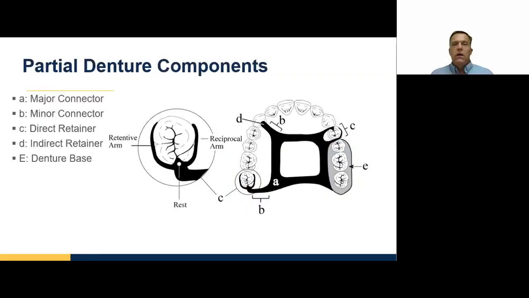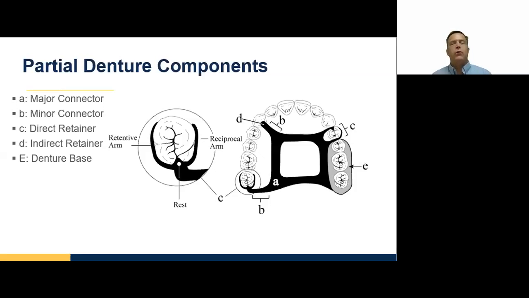So I'm going to do a very brief review of the components of a partial denture, because we'll start with partials and then we'll move into full dentures. So with a partial, we have our major connector, which provides stability for the prosthetic. It's rigid, it's designed to hold everything else in the correct spot. Our minor connectors connect different features of the partial, including indirect retainers, direct retainers, clasped arms, that sort of thing.